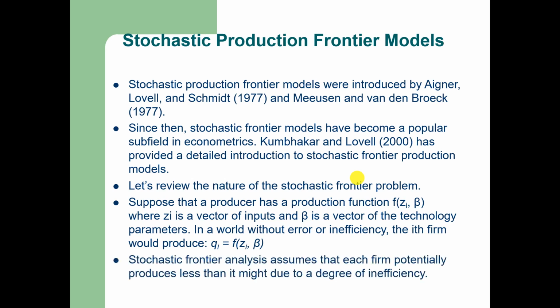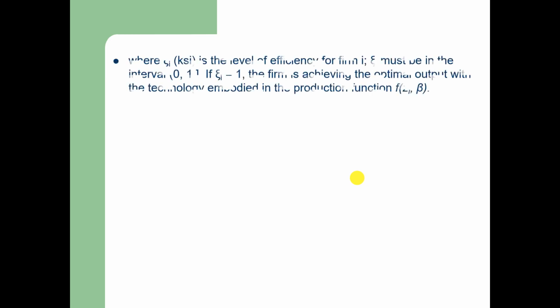Stochastic frontier analysis assumes that each firm potentially produces less than the maximum possible output due to the degree of inefficiency. Thus, qi is equal to f of zi beta times psi i, where psi i is the measure of technical efficiency. So, as I mentioned, psi i is the level of efficiency from the ith firm. It must be in the interval of 0 and 1.